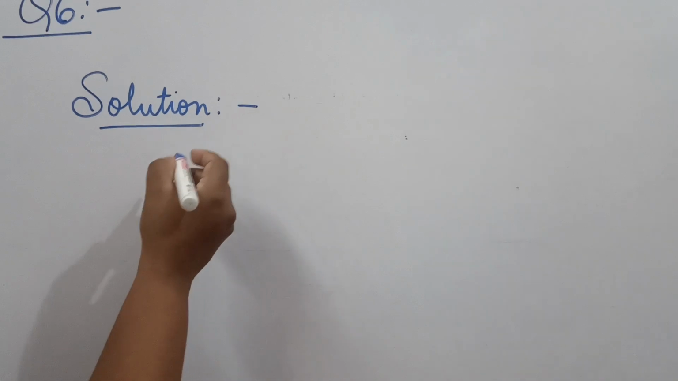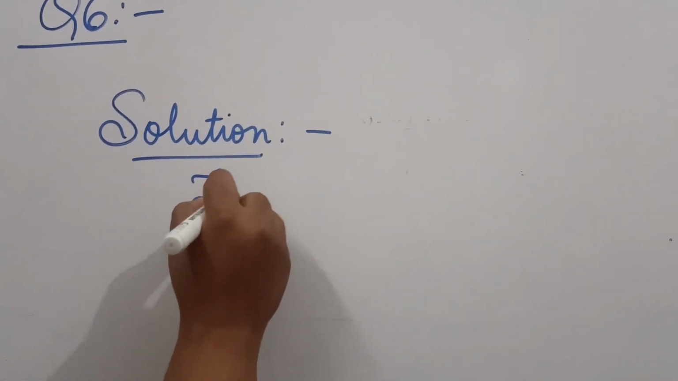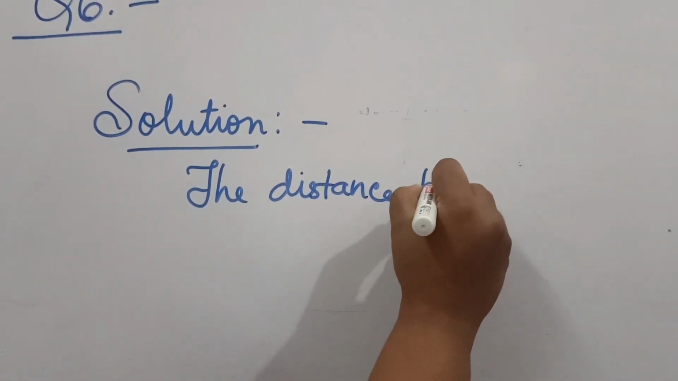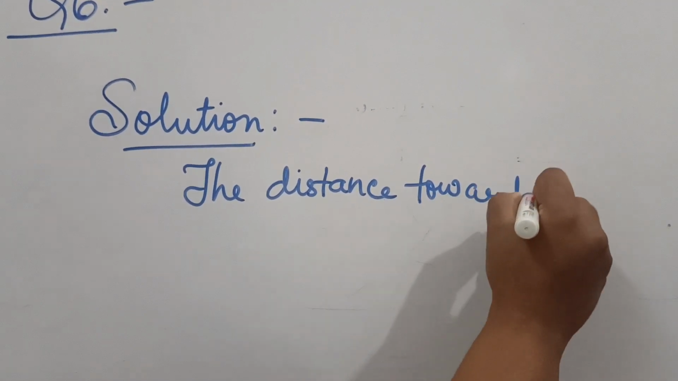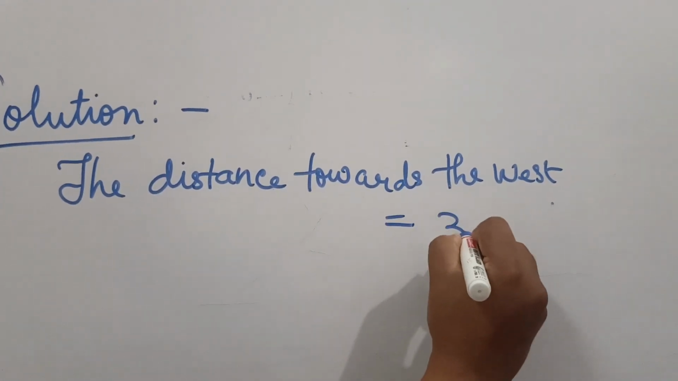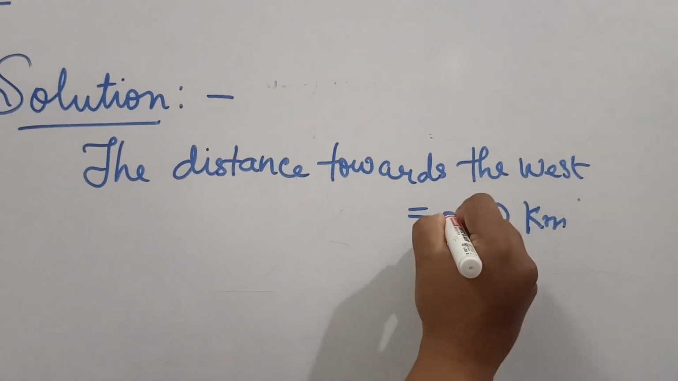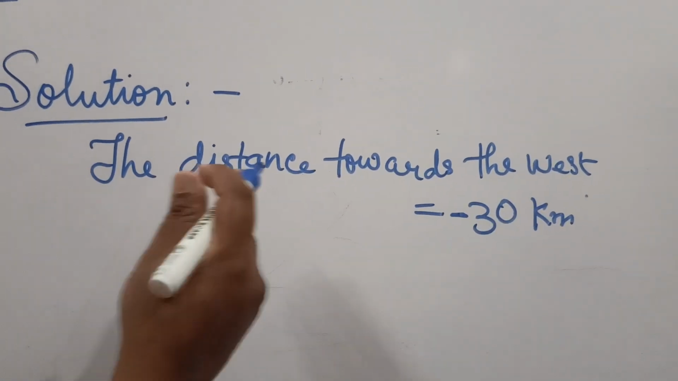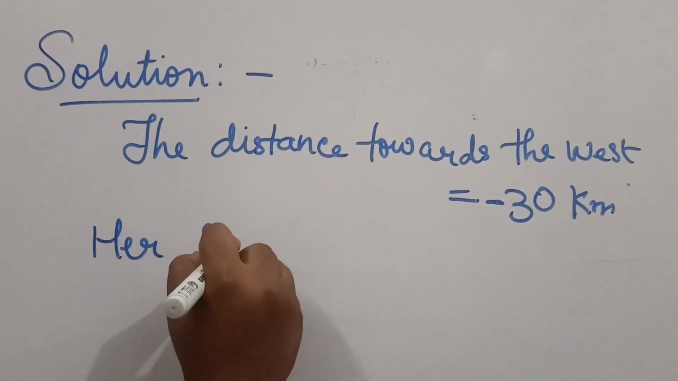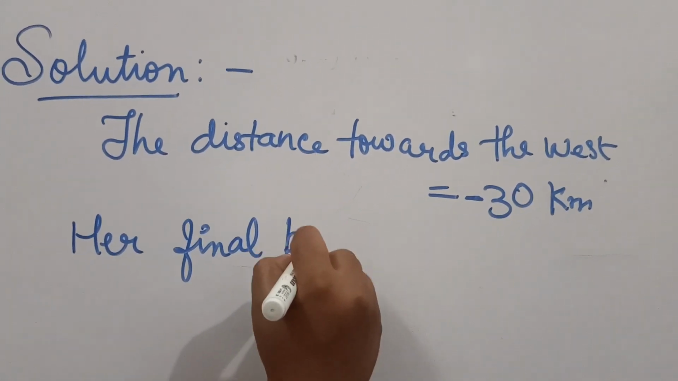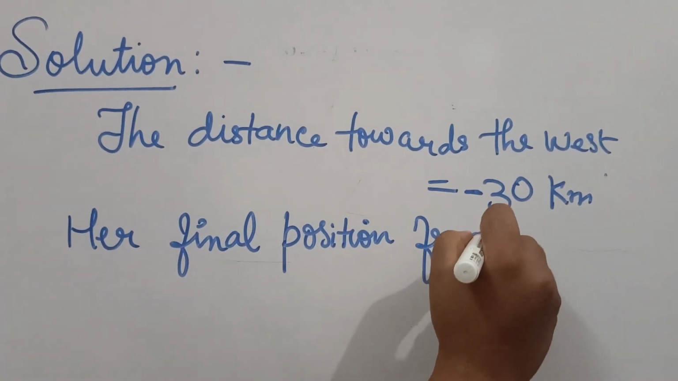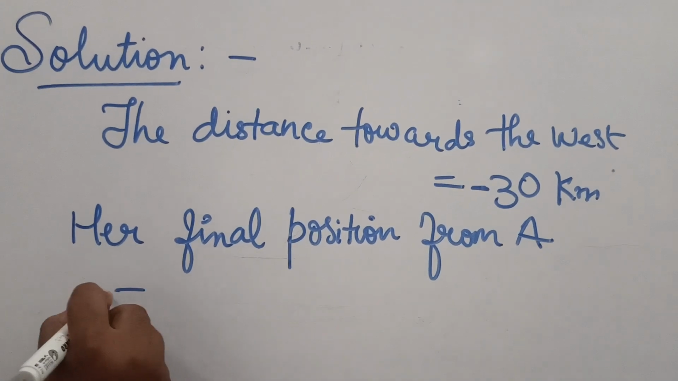Solution: the distance that she traveled towards the west is what? 30 kilometers. But I showed you it is minus 30. Why? Because she crossed the midpoint, point A. Okay, so her final position from A, that's what you have to find out. How will you find out?